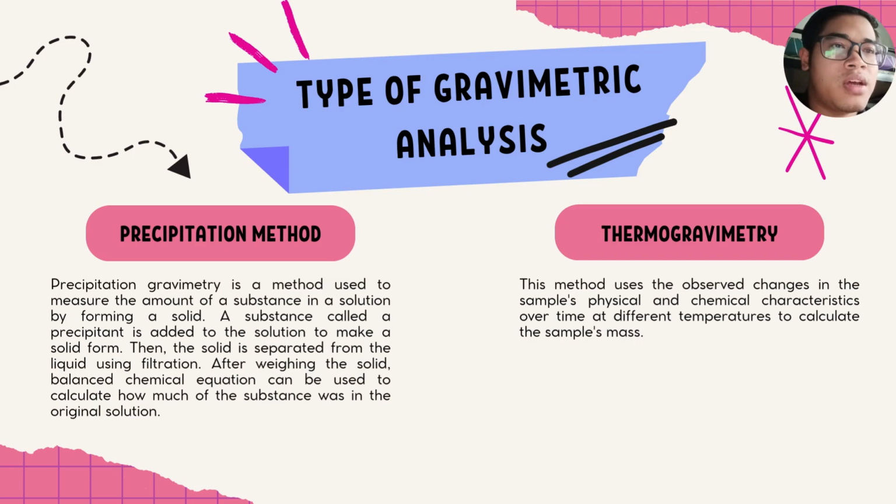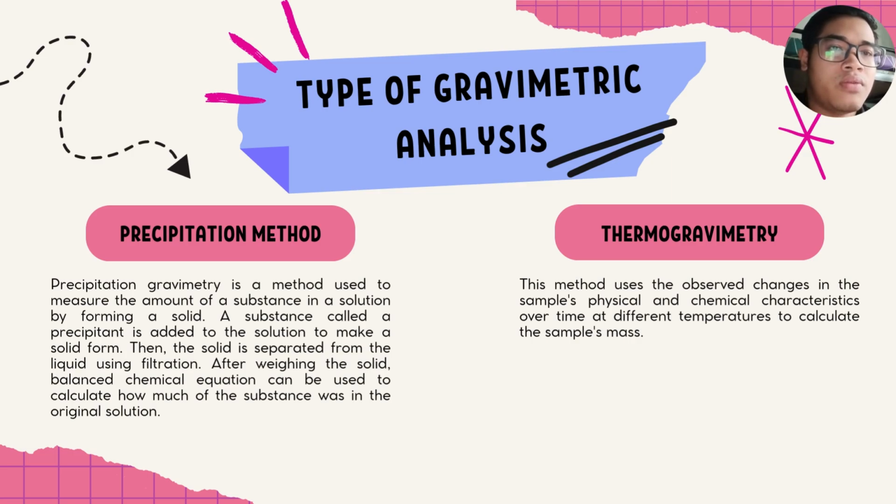Next, we move to the types of gravimetric analysis. The first one is the precipitation method. Precipitation gravimetry is a method used to measure the amount of a substance in a solution by forming a solid. A substance called a precipitant is added to the solution to make a solid form.